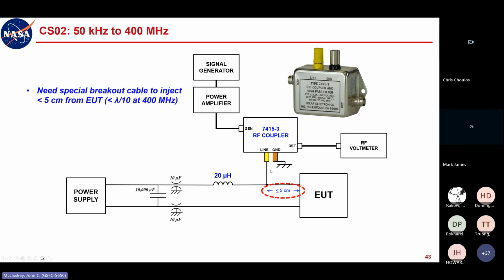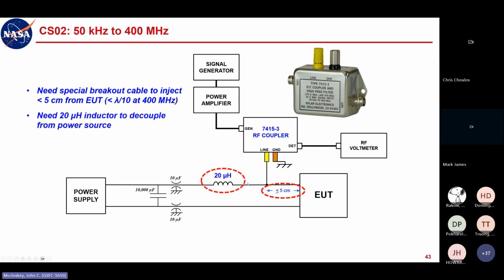And there are a couple of nuances about this test method. One, you needed a special breakout cable to inject less than 5 centimeters from the EUT. The default CS02 went up to 400 megahertz, so you needed to be within 5 centimeters to be less than a tenth of a wavelength at 400 megahertz. Sometimes people didn't do that, and they would inject back here by the capacitor network 2 meters away, and you had no idea what you were actually injecting into the EUT. So for these higher frequency test methods, the location of your injection point is very important. It's not an arbitrary thing.